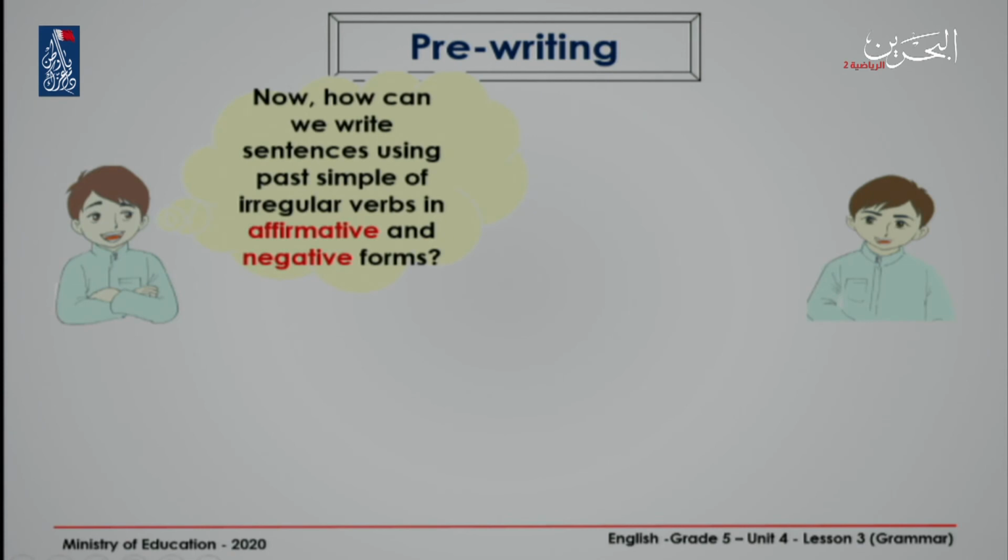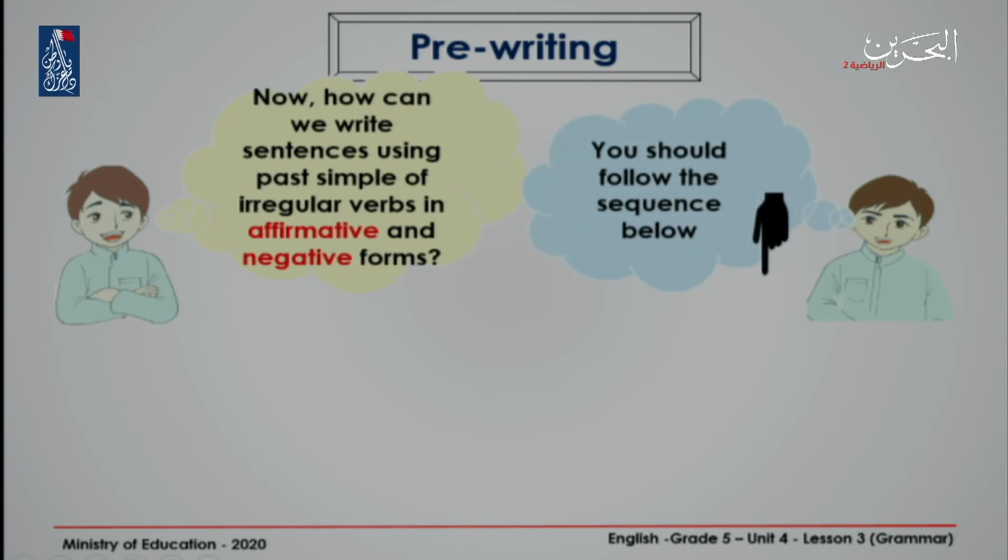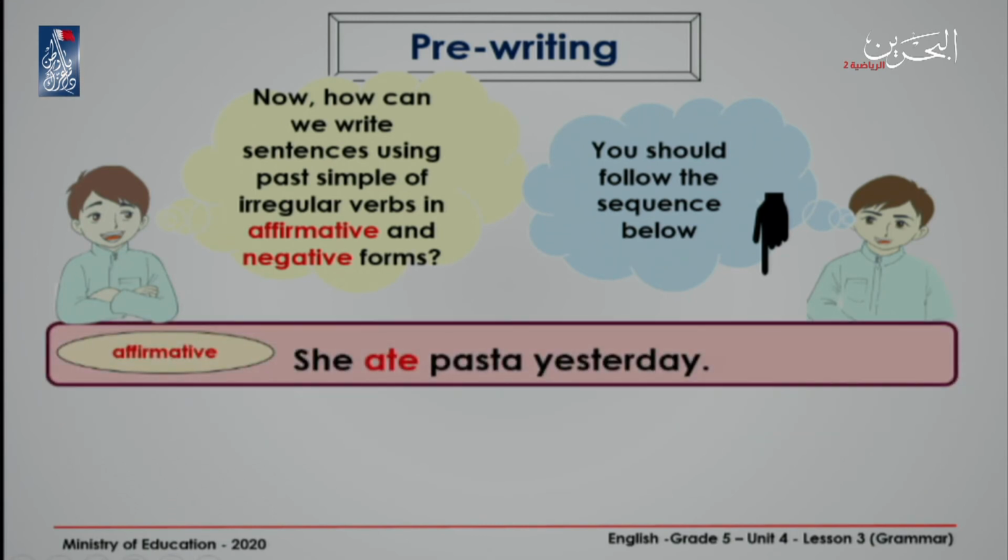Now, how can we write sentences using past simple of irregular verbs in affirmative and negative forms? You should follow the sequence below. Let's look at an example. Affirmative. She ate pasta yesterday. You start the sentence with the subject and then the irregular verb, and finally you complete the sentence.